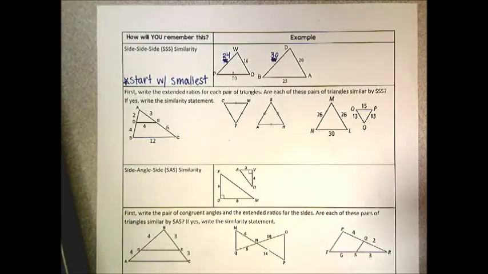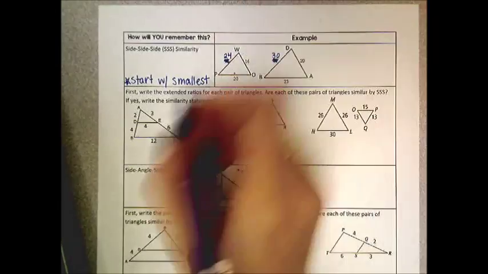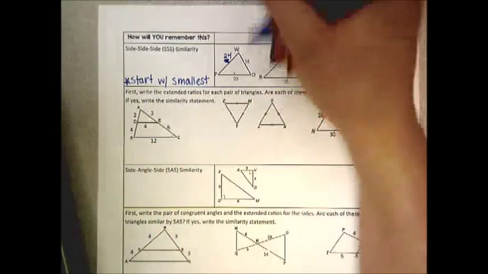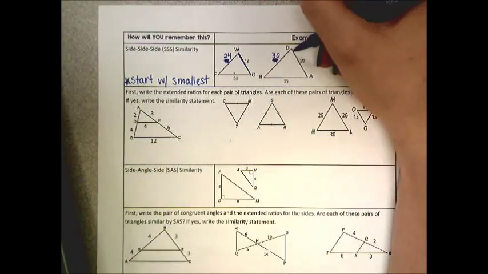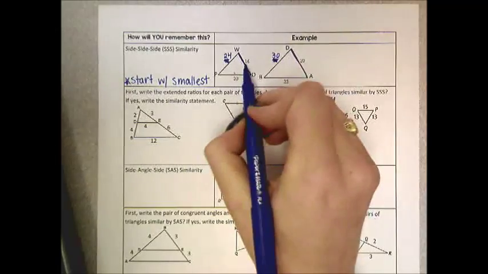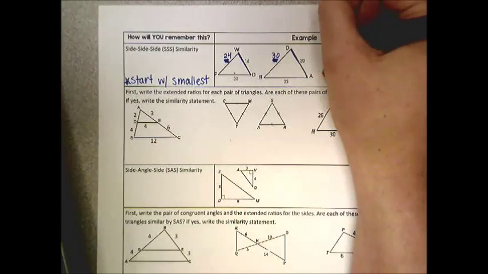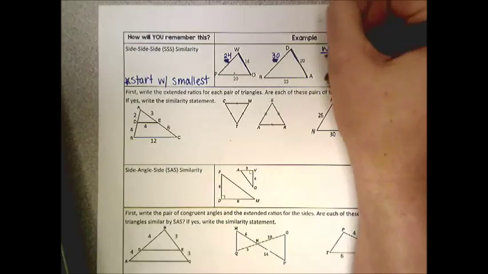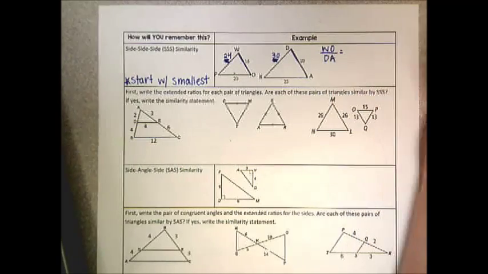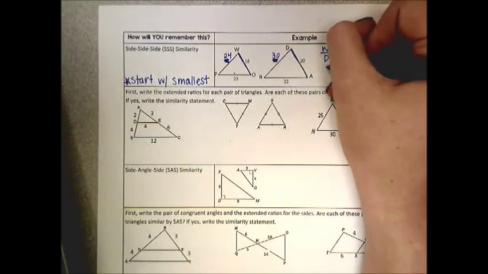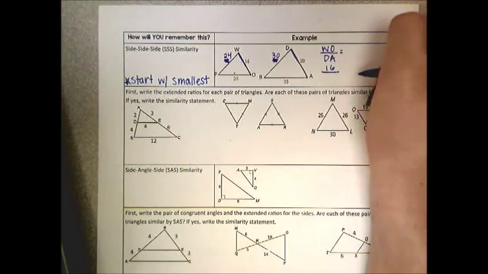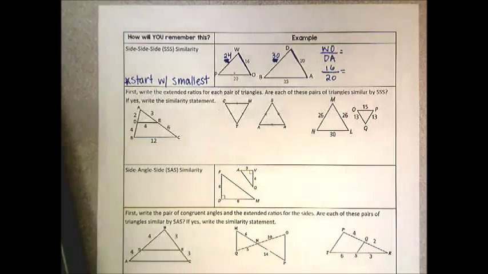So the very first thing I want to do is write an extended ratio. Since I said start with the smallest, we're going to color in the smallest side, the smallest measurement on each triangle. I see I have WO is to DA, and I'll go ahead and write the numbers too. So WO was 16 and DA was 20.